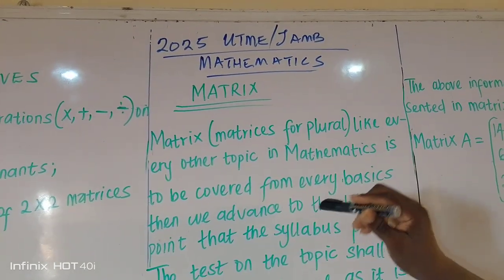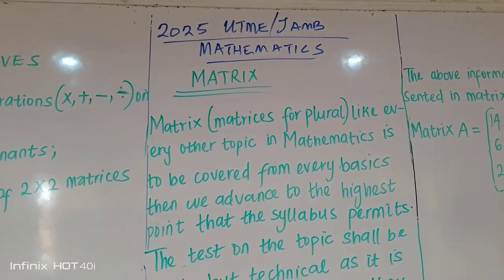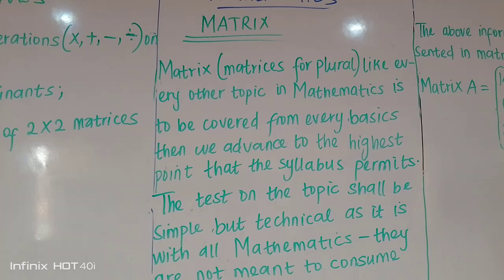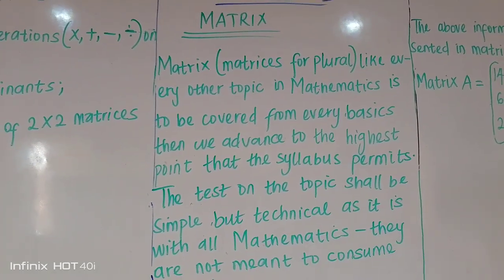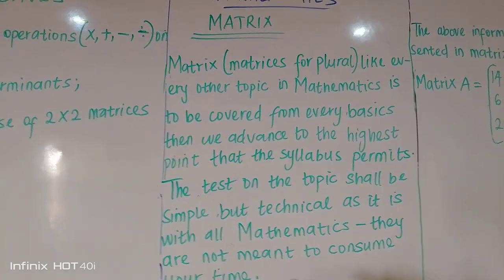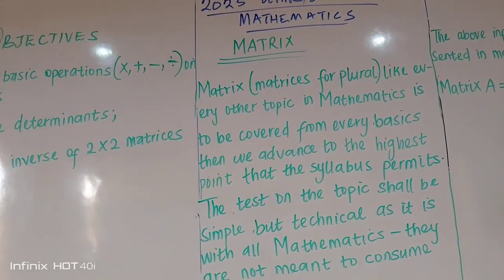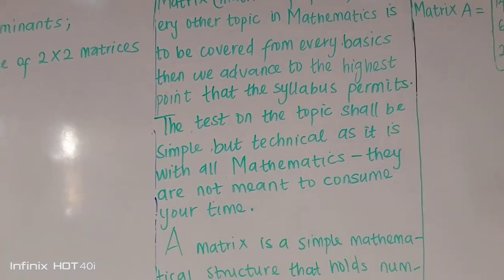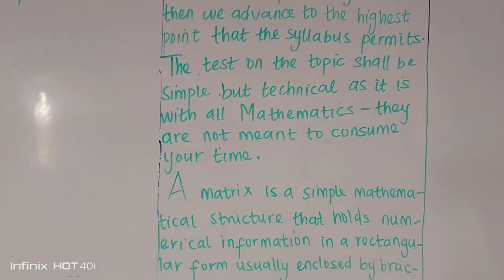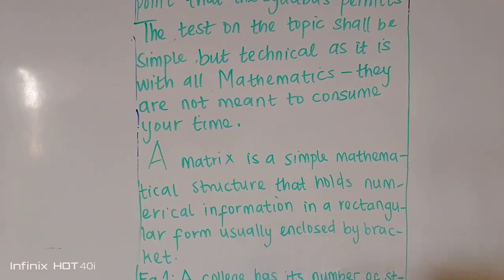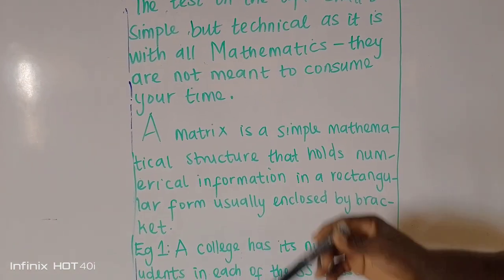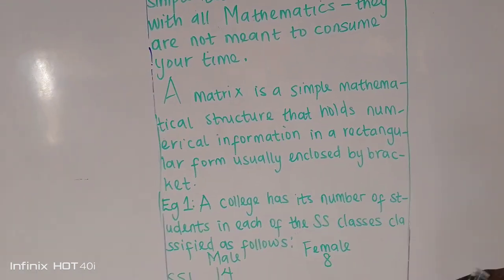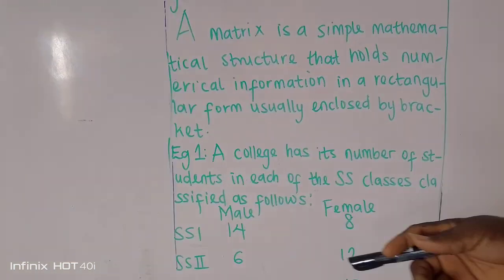Okay? Now, just like every other mathematical operation, the matrix also moves from the lower level to the harder math aspect of it. And for this particular part, we want to introduce matrix. Of course, as you can see, I said matrix is a simple mathematical structure that holds numbers, numericals, information in a rectangular form, usually enclosed with a bracket. Now, let's look at a sample.